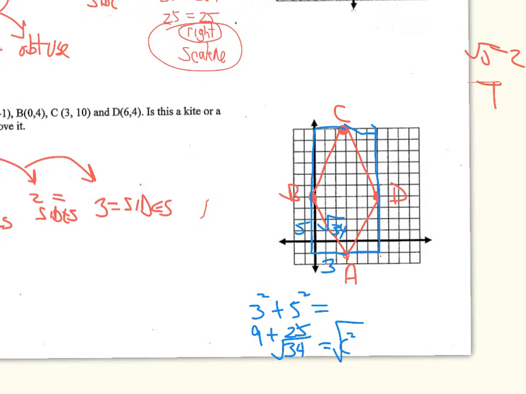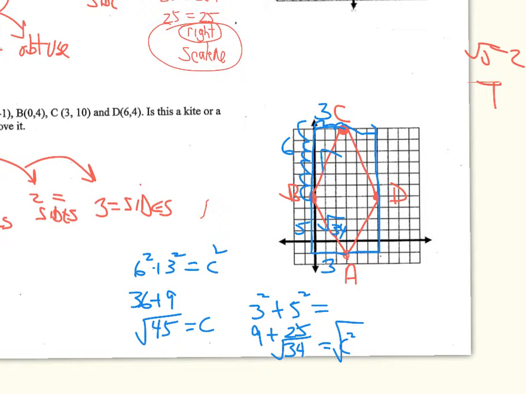The next triangle is 1, 2, 3, 4, 5, 6 by 1, 2, 3, so 6 by 3. So I'm starting to think that this is a kite rather than a rhombus. If I calculate out that distance, I'll have 6 squared plus 3 squared is c squared, so that's 36 plus 9, which is square root of 45. So that distance here is square root of 45. So I see that they're not equal, which means that this is not a rhombus.